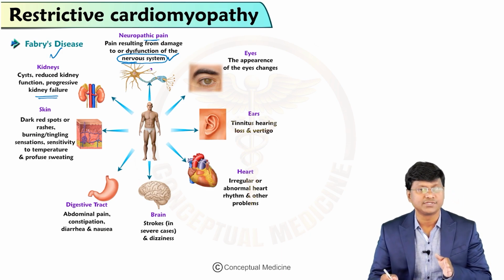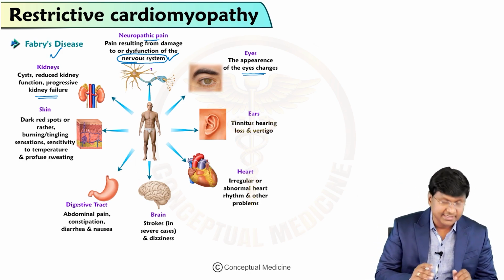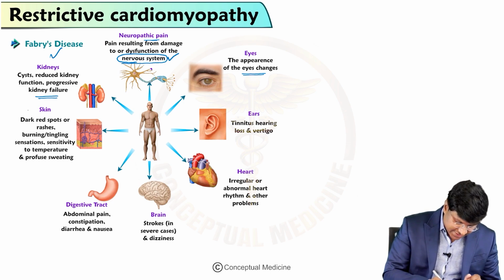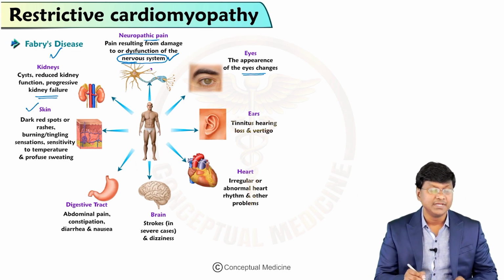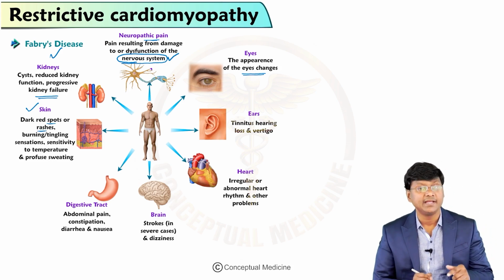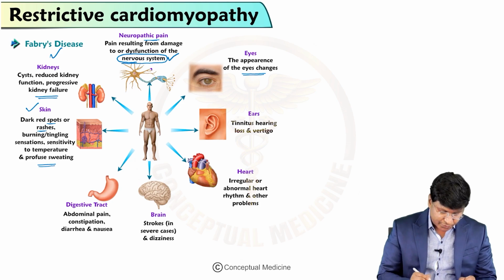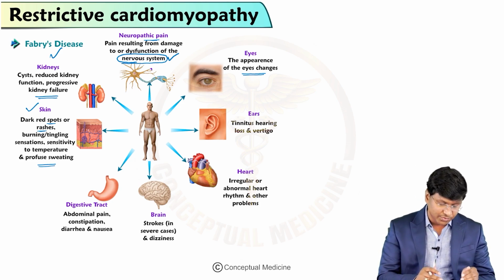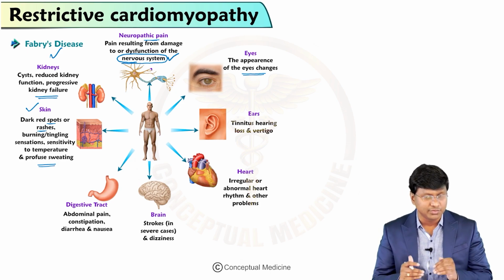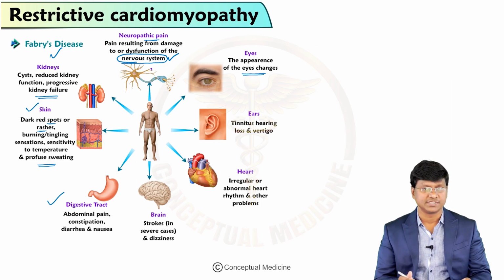This globotriosylceramide also gets accumulated within the eyes, and the appearance of the eyes changes. It also gets accumulated within the skin, thereby the individual will develop dark red spots or rashes, and there will be burning or tingling sensations, sensitivity to temperature and profuse sweating. So those are the cutaneous manifestations in Fabry's disease. It also accumulates within the GIT, causing abdominal pain, constipation or diarrhea, and nausea.